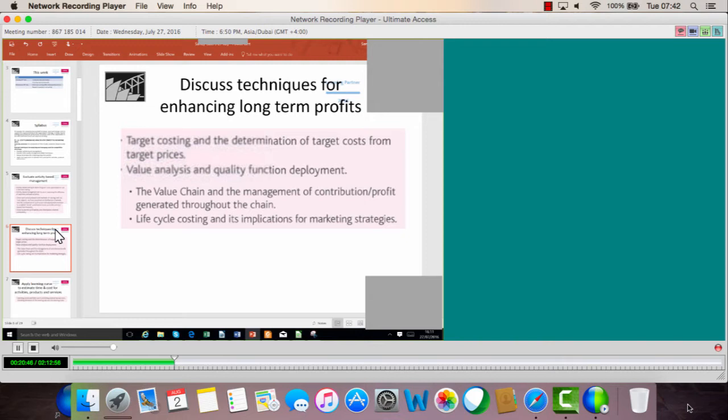Looking at enhancing long-term profits, which is the third of the points on the syllabus, we'll look at target costing and the determination of target costs from target prices.